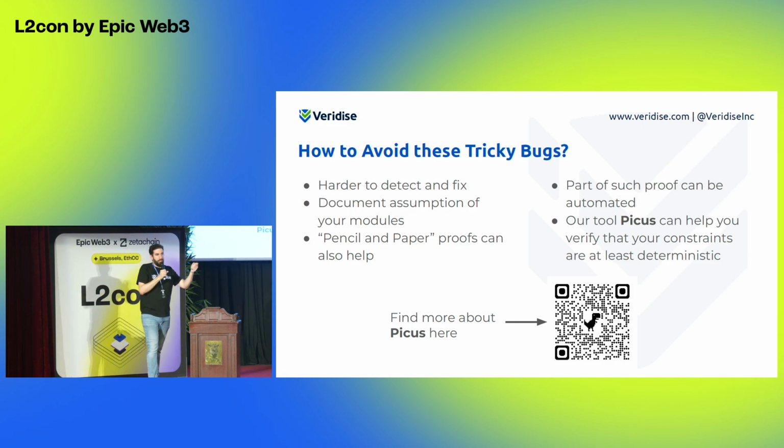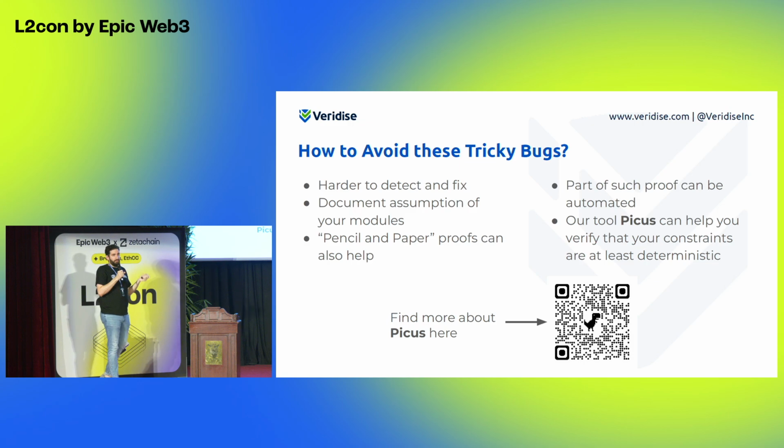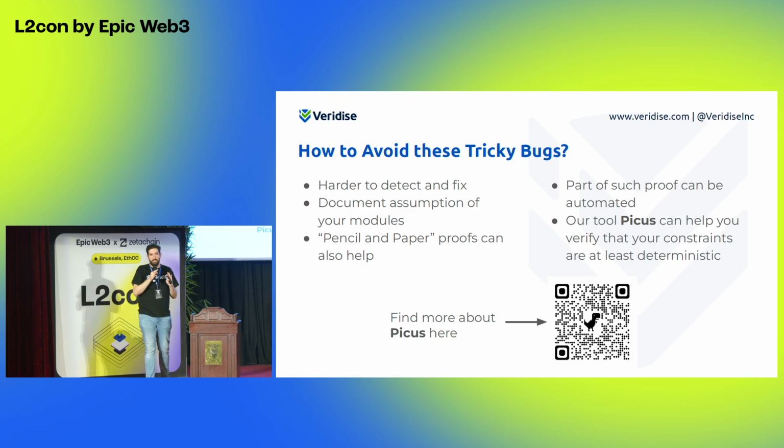You essentially prove a mathematical theorem that your constraints are correct. And one positive note here is that part of these proofs can be automated. Here at Veridise, we have a verifier called Picus that can verify part of this proof, which essentially states that your constraints are deterministic. So it checks that for the same input, you cannot have two outputs that satisfy the constraints. And if you want to learn more about Picus, you can follow that QR code.